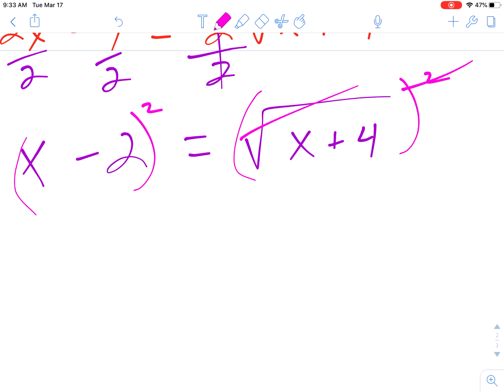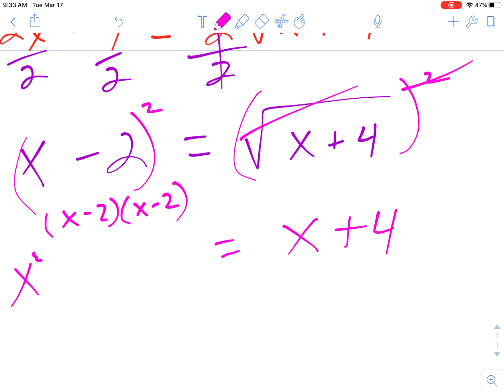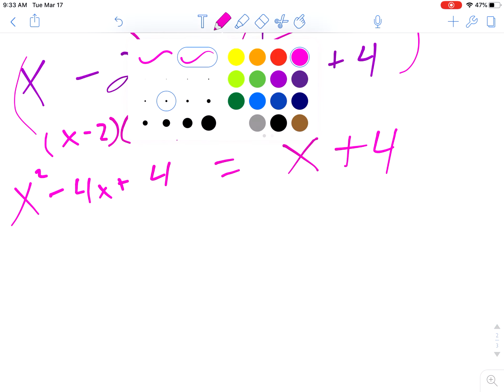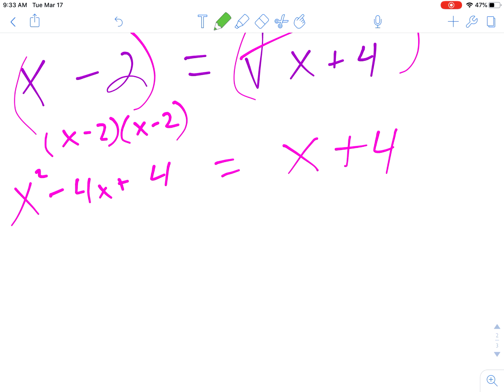So we're squaring the square root of x plus 4. Well, that's the easy part. That's just x plus 4. This becomes x minus 2 times itself. So again, you've done that many, many times. I'll skip a step there, but that's what you get. x squared minus 4x plus 4 is equal to x plus 4 on the right.